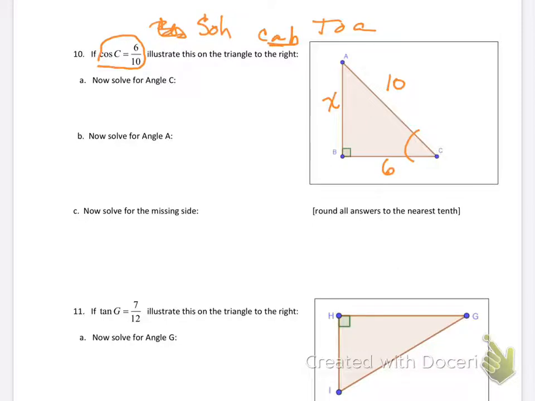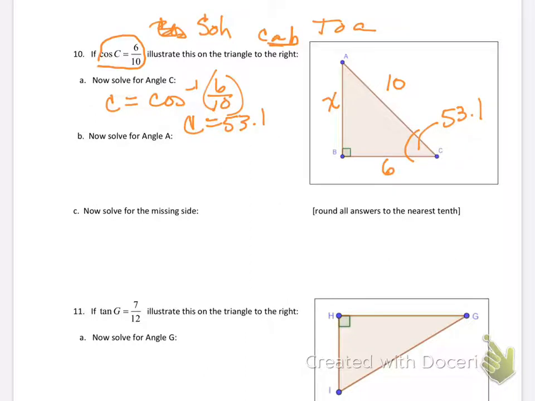First, I want you to solve for your angle. If the cosine of C equals 6/10, then C must be cosine -1 of 6/10. Put that in your calculator, and you should be getting 53.1. So I'm going to label this 53.1. Everything's to the nearest tenth.